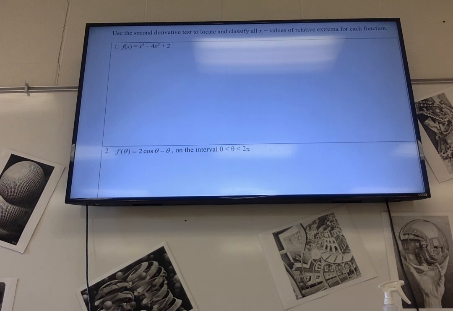One second. Okay, so let's do this one. We're going to use the second derivative just to figure out the relative extrema. So first, you have to find the first derivative and find the critical values.